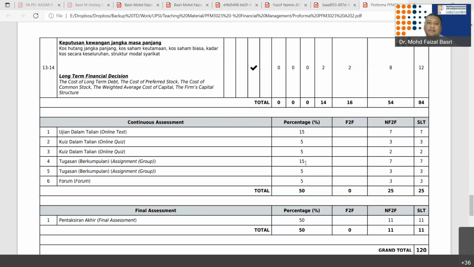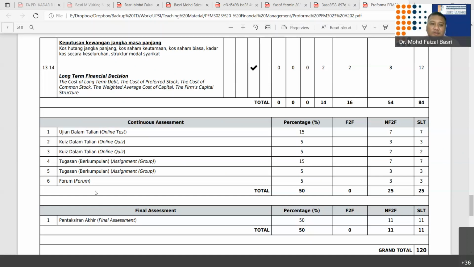And please don't miss this significant amount of marks, 20%. Okay, so that 15% online test, 20% for the group assignment. So that's 35%. So the balance 15% will be from quizzes.